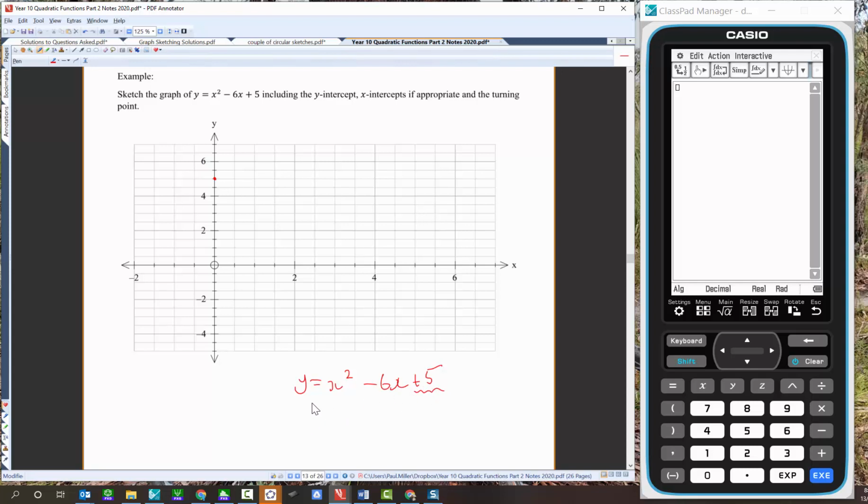Let's attempt to factorize. No, maybe let's get the turning point first. Okay, so what we'll do is grab the turning point. Actually, should I get the x-intercept first? Let's do this differently. I'm going to grab the x-intercept. So what I'm going to do is attempt to factorize. So 5 and 1, x and x, and negative 5 and negative 1. So x take 1, x take 5.